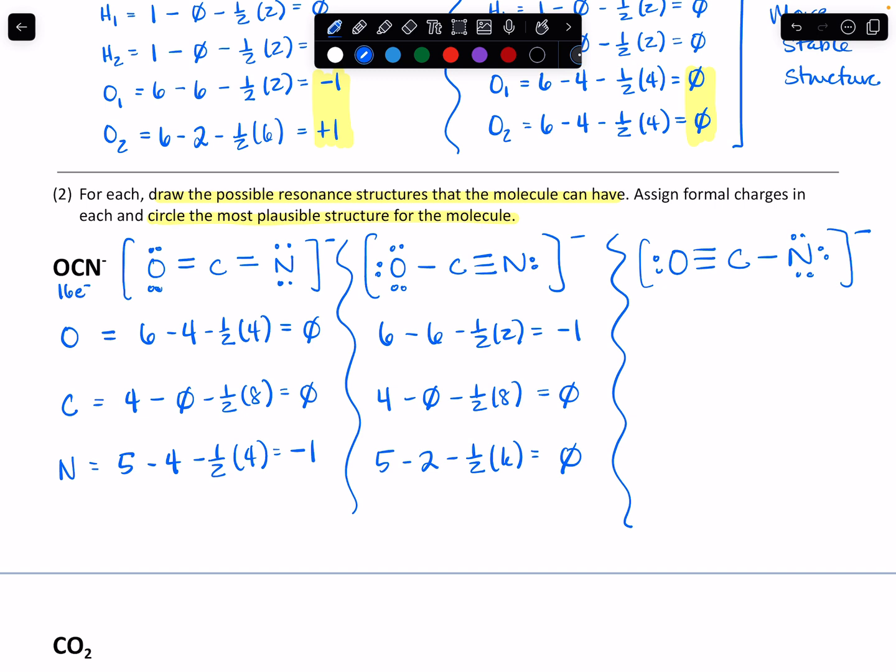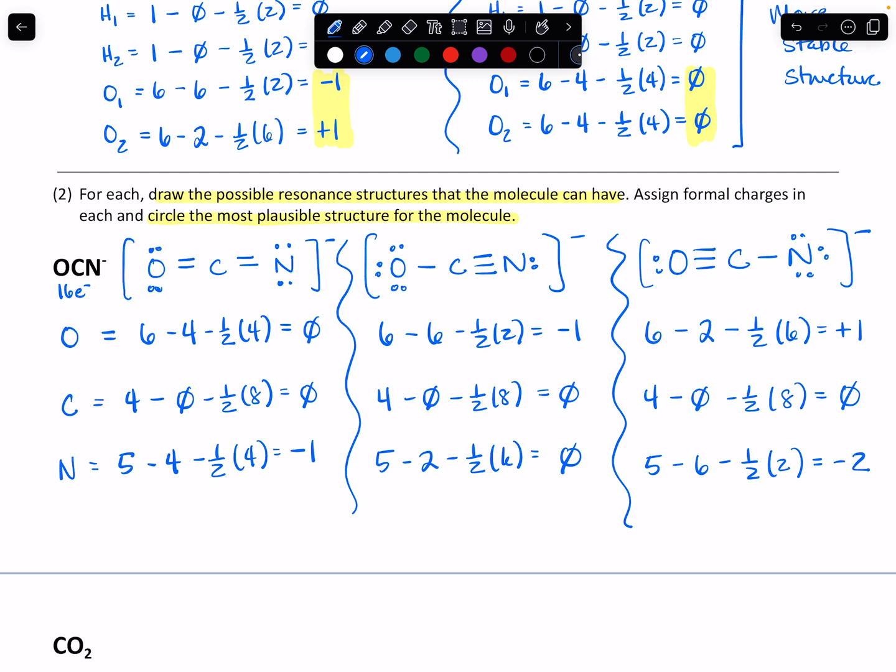All right, and then we go to our last structure. Oxygen is 6 minus 2 lone pair electrons minus 1/2 of 6. So that's going to be +1. And then carbon is 4 minus 0 minus 1/2 of the 8 bonded electrons. It's going to be 0. And then nitrogen has 6 lone pair electrons this time, minus half of the 2 in the bond. All right, and that's going to be -2. All right, so these are our choices. None of them are all 0. All right, so I can't use that.